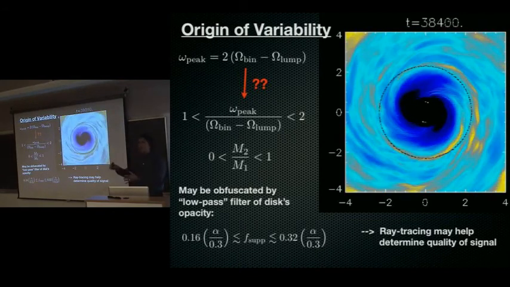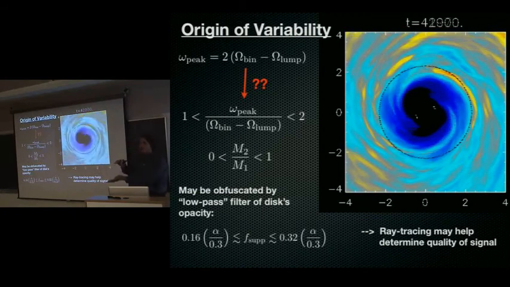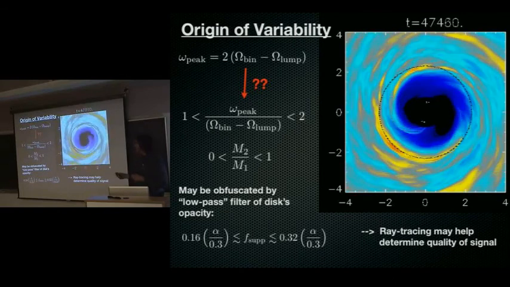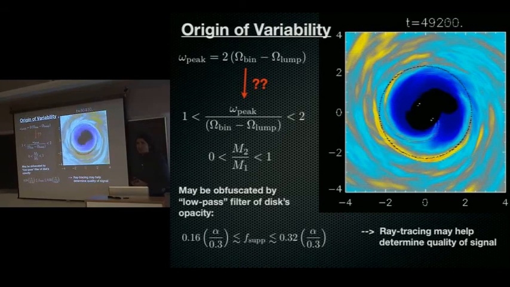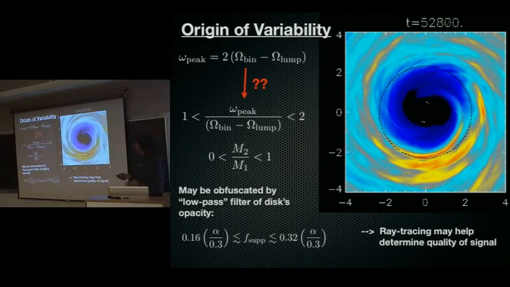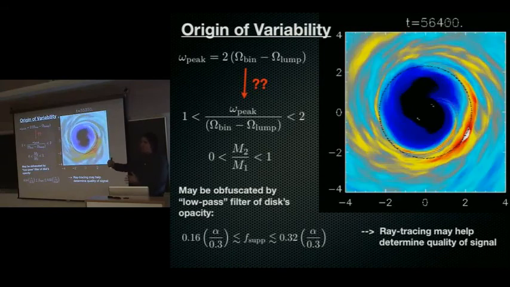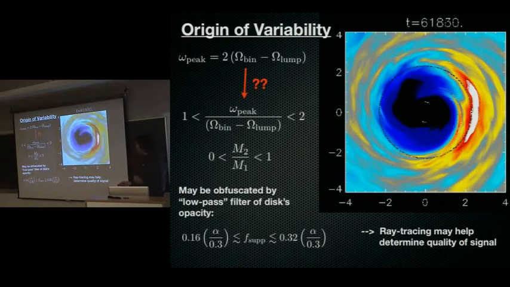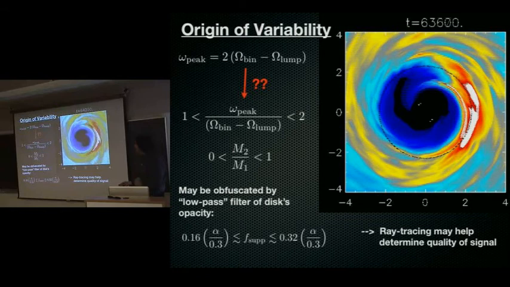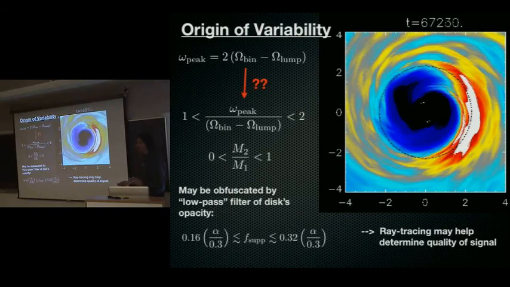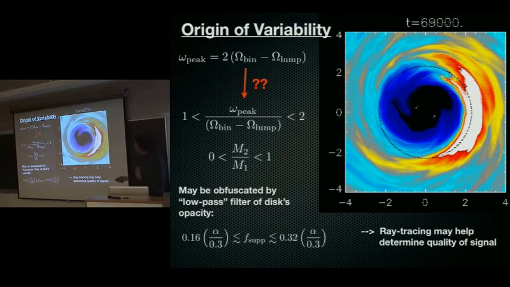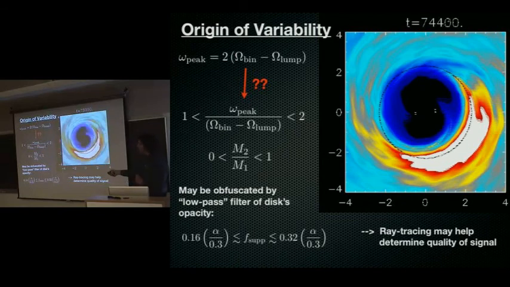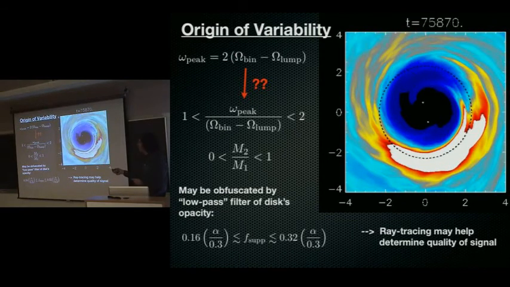Well, it's essentially obfuscated somewhat by the opacity of the disk. So these things are going to be very opaque, and as I said, the optical depth could be on the order of 1,000, and so the optical depth acts as a low-pass filter for this variability. The amplitude of variability will be diminished by this factor, and it depends, for instance, on the alpha value of the disk. So this value ranges from 0.16 to 0.32 with this value of alpha over this mass ratio range, because it's also a function of omega.